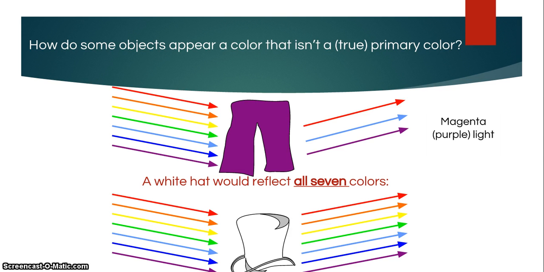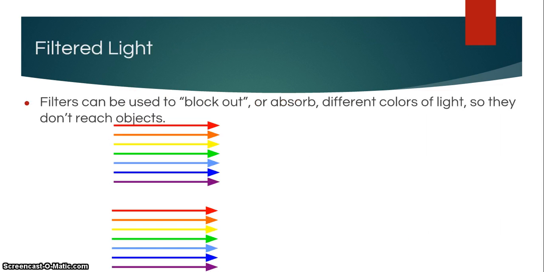All right. So let's move on to something else now. I think you're getting the hang of this. We are going to talk about filtered light. Okay. So the first thing you need to know is, what is a light filter? It is something that blocks out or absorbs different colors of light so that they don't reach the object.